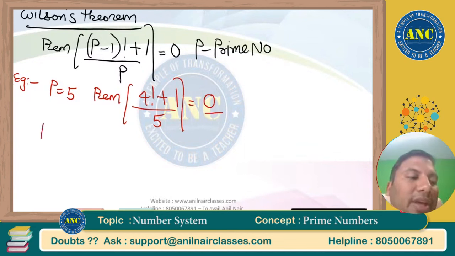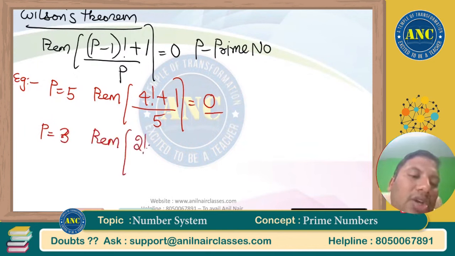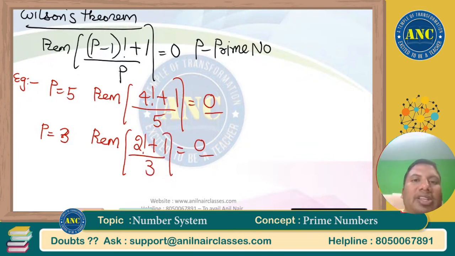0. If P value is 3, this will become (3 minus 1) factorial, 2 factorial plus 1 when divided by 3. Again the remainder is 0. I hope it is clear, right? (P minus 1) factorial plus 1 when divided by P, the remainder is always 0, as long as P is a prime number.